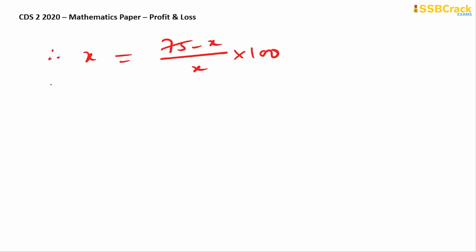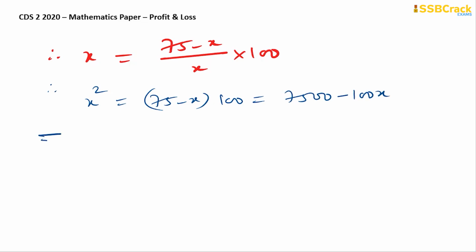So we can simplify this as X square equal to 75 minus X into 100. That becomes 7500 minus 100X, right? And now this is giving you a quadratic equation in X. Did you notice that? So this is the required quadratic equation, which we can solve by the splitting method, that is, splitting of the middle term.